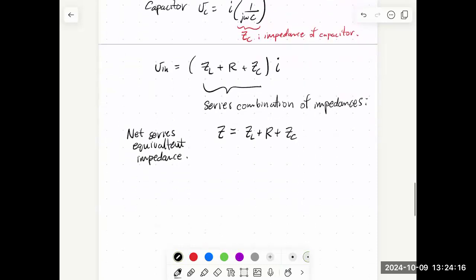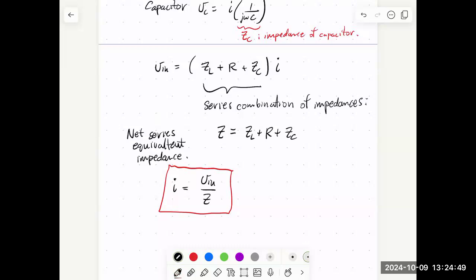Okay, so what does that mean? That means that the current is just V in divided by the impedance, and this is our first big result. And this should make you feel good, because if we had a circuit that had only resistors, we would say the current is just V in divided by, say, the total series resistance. So it's familiar territory in that respect.